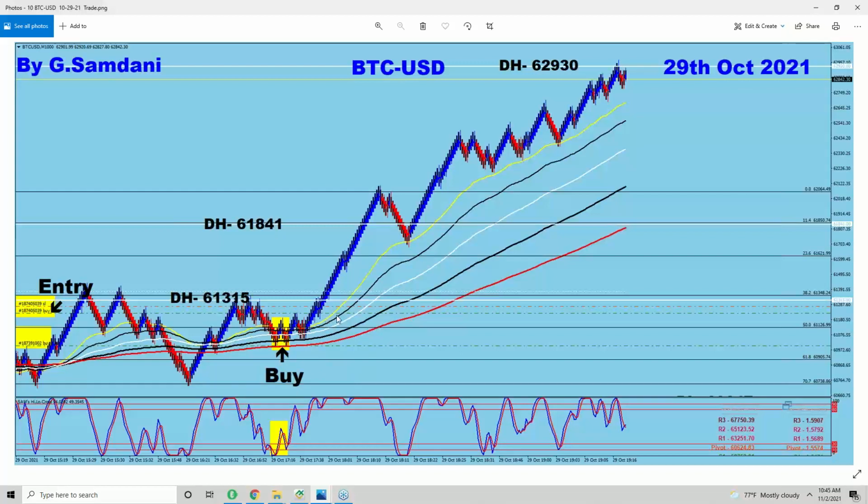And then I got in, and from 61,315, that's almost there, my entry is 61,315 all the way to 62,930. That was my target, and that's why I have it written there. It's a daily high on the daily chart. You can see it, easy to find that number. So that's how beautiful it is.